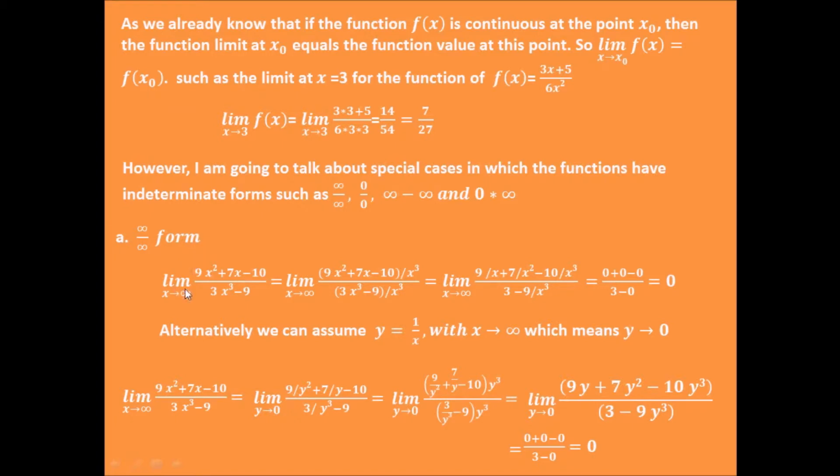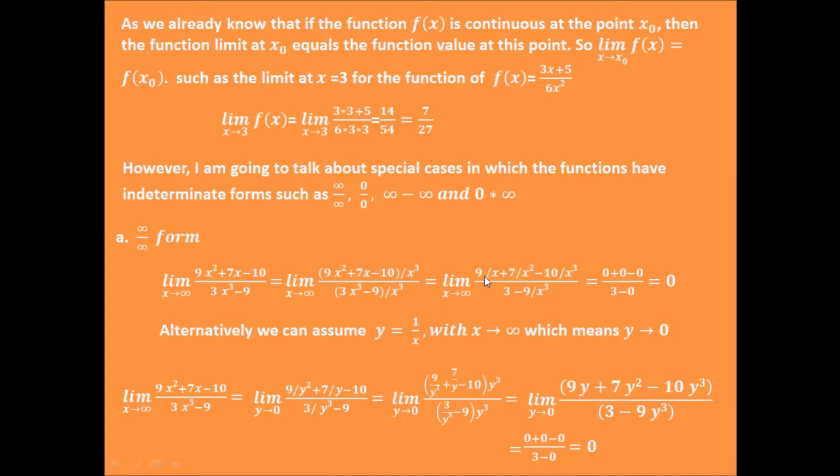For example, the limit of (9 times x squared plus 7x minus 10) divided by (3 times x cubed minus 3), with x approaching infinity. As you can see, both numerator and denominator approach infinity as x approaches infinity. Usually, you should divide by the highest x exponent in both numerator and denominator. In this case, it is x cubed, so we divide by x cubed in both numerator and denominator.